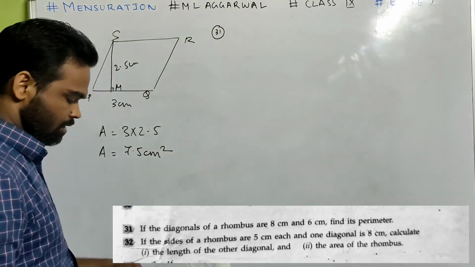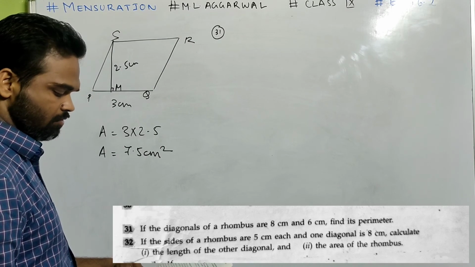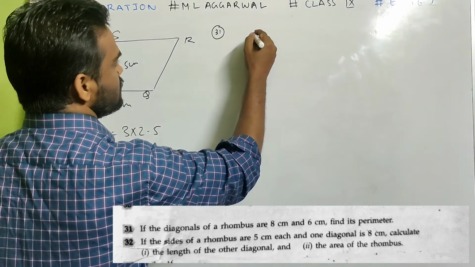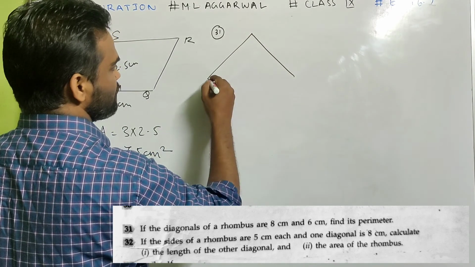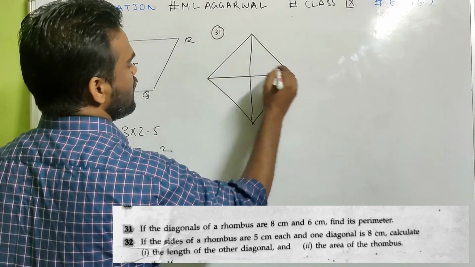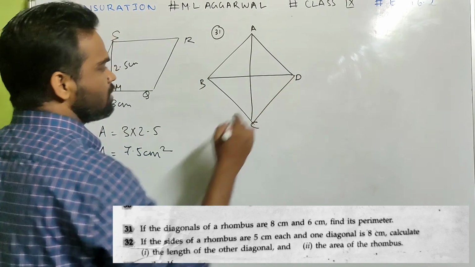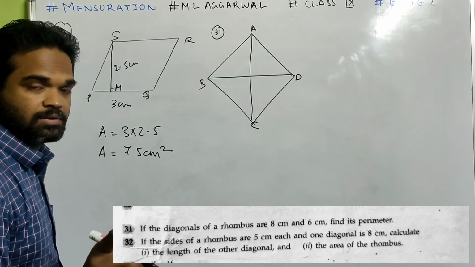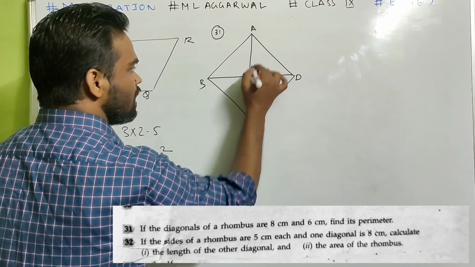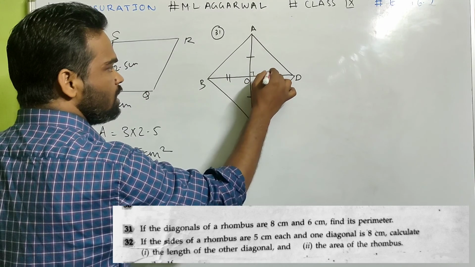31. If the diagonals of the rhombus are 8 and 6 centimeter respectively, find its perimeter. Now I'll draw like this. This will help you to understand. So the diagonals, suppose A, B, C, D. In a rhombus, the diagonals are not equal, but they bisect each other at 90 degree, which means this is 90 and this is O, so AO and OC are same. BO and OD are same.